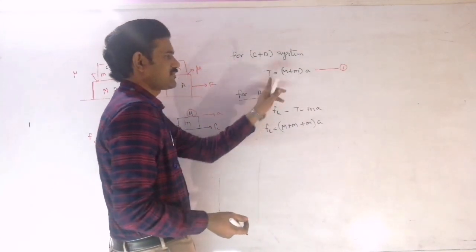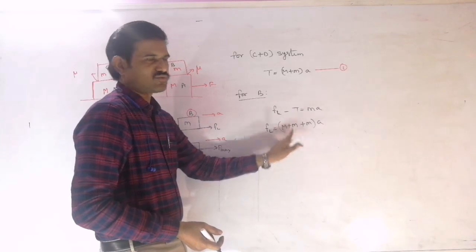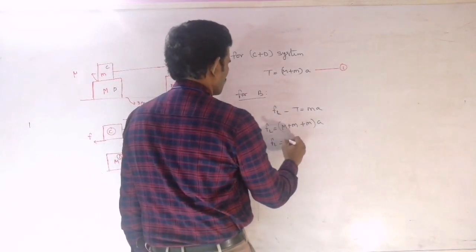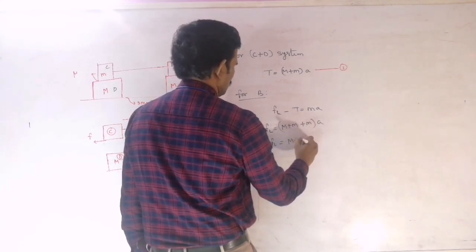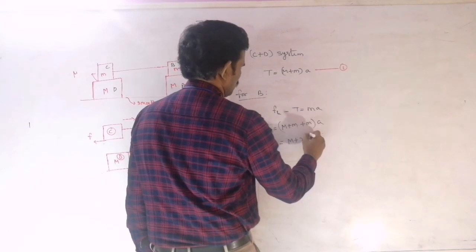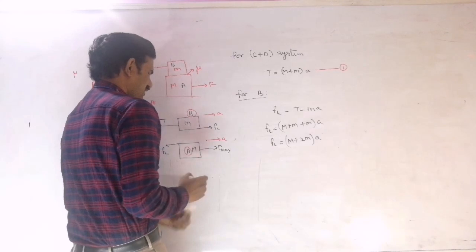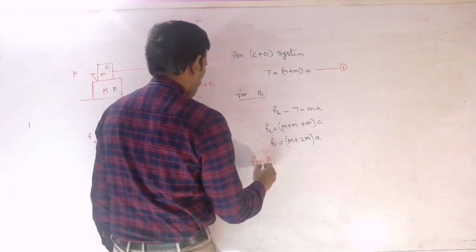Here MA is already there, then you get T plus MA. So I am substituting the T value from equation 1. Therefore, this F limiting value is nothing but (M plus 2M) into A.